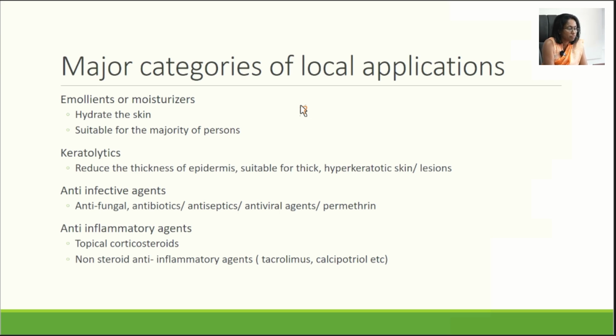The two other categories are anti-infective agents. Then you get antifungals, antibiotics, antiseptics, antiviral agents, and permethrin or other antiscabetic agents. I will not go into a lot of detail regarding this, but please remember, if you start somebody on permethrin, you have to tell them all the details about how to use it. Then we get the anti-inflammatory agents. Mostly these are topical corticosteroids, but there are other anti-inflammatory agents like non-steroidal anti-inflammatory agents. The most commonly used ones are tacrolimus, pimecrolimus, and calcipotriol.